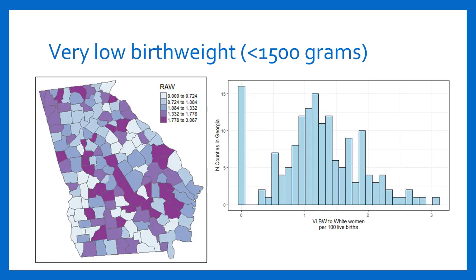Here's just an example. This is Georgia. I just took a single year. I estimated the very low birth weight rate to white women per 100 live births in each county in Georgia. You can see on the map there's geographic variation, and you can see on the legend that it ranges from 0 to 3 per 100 live births. And I also have the histogram here where we can see a semi-normal distribution except for that very high spike at 0. In other words, a lot of counties have 0. And that's not uncommon when we have rare events in a subpopulation in a single time period.